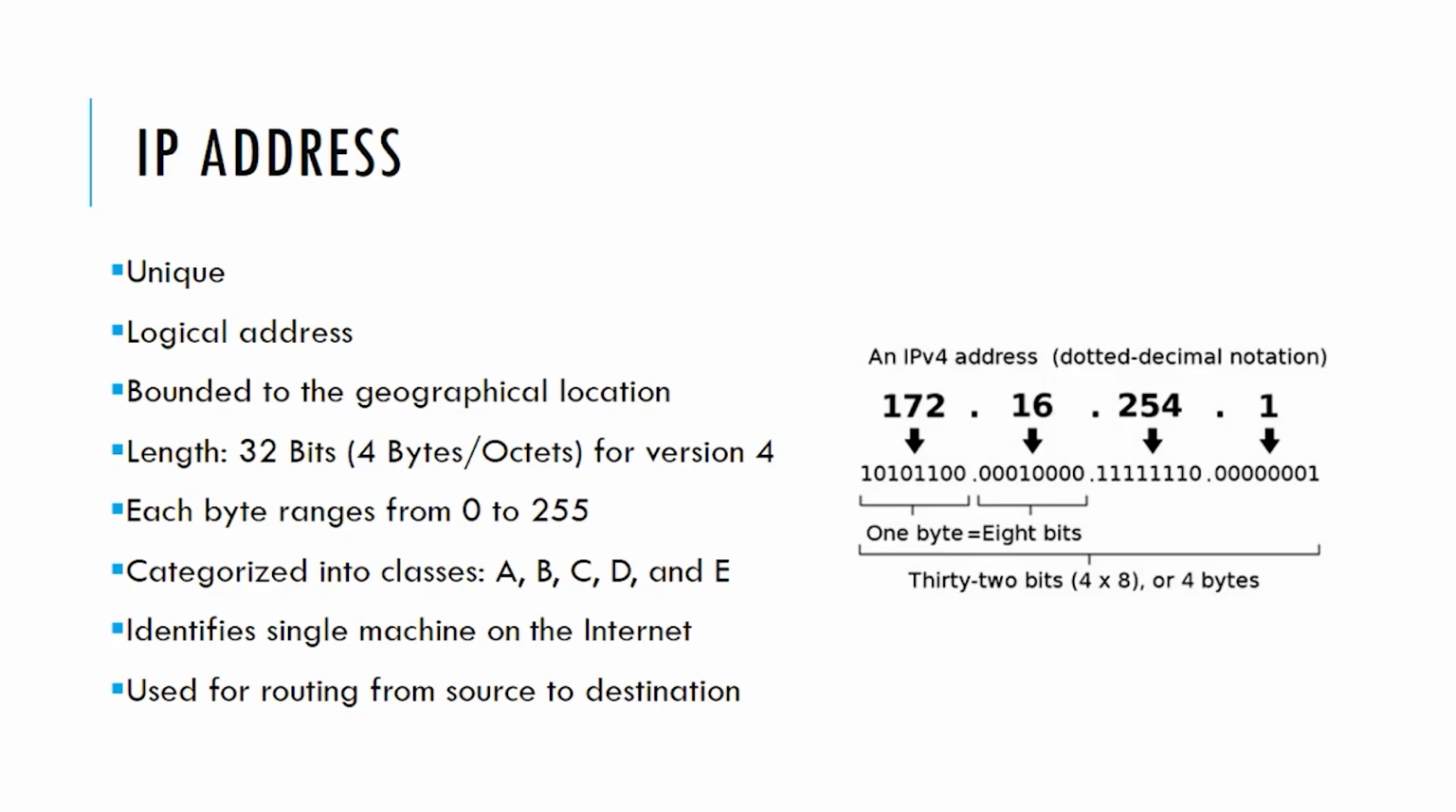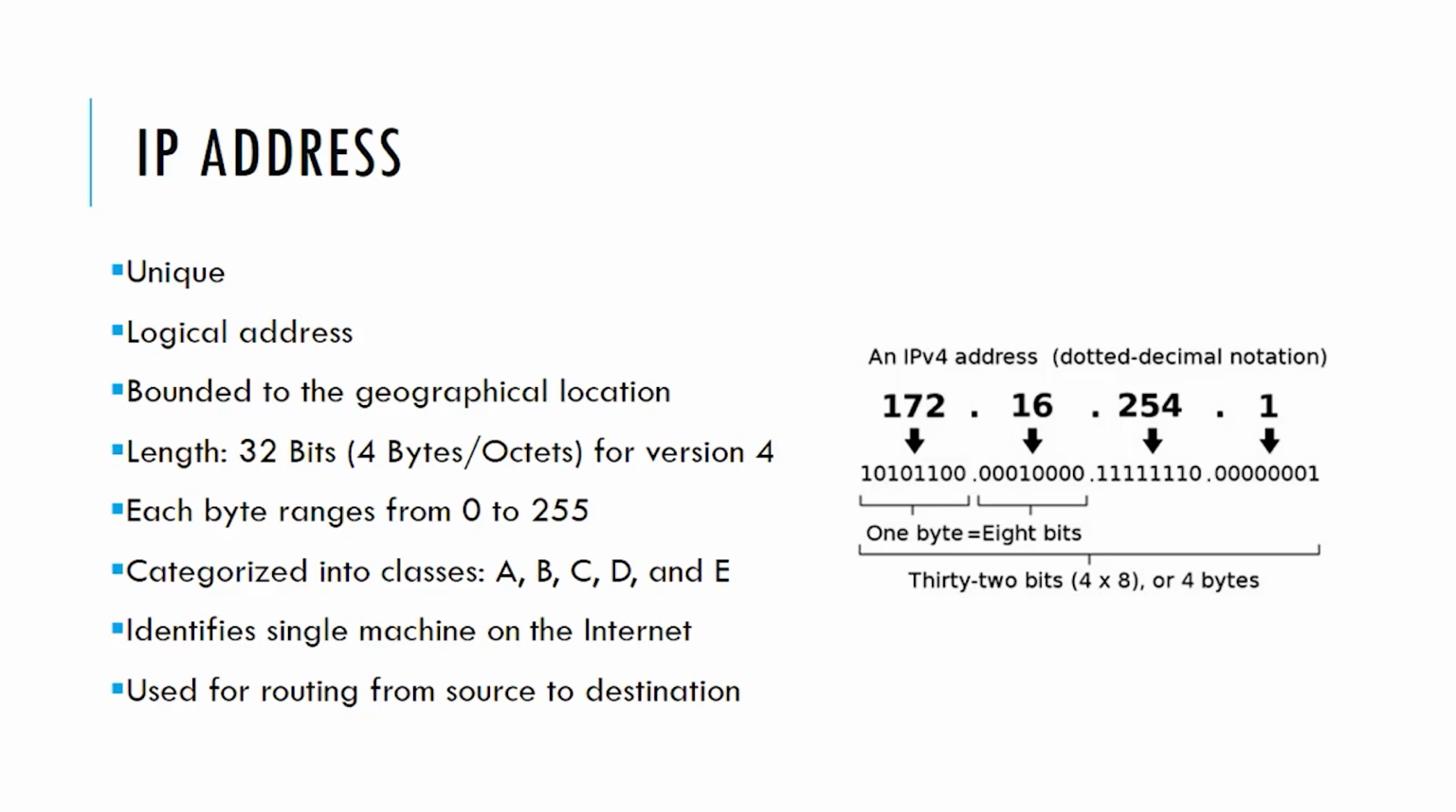The IP address is the logical address that depends on the geographical location of the machine. It's unique. It cannot be repeated over the internet. Each single machine over the internet should have only one IP address that is unique. It's logical and not physical, which means that it can be changed according to the geographical location of the machine.